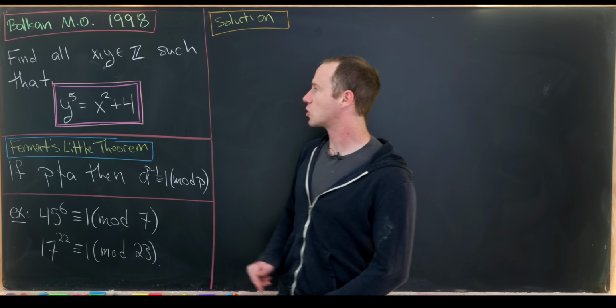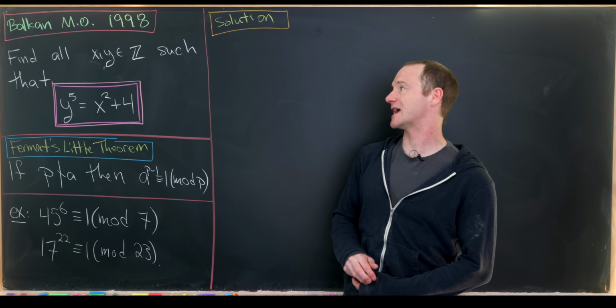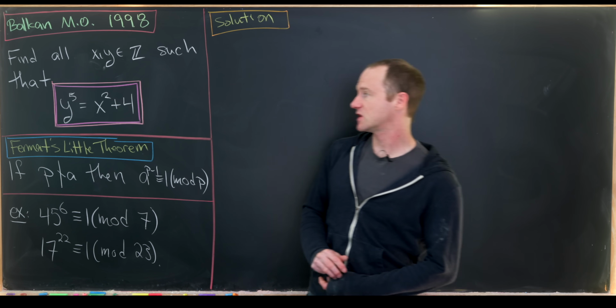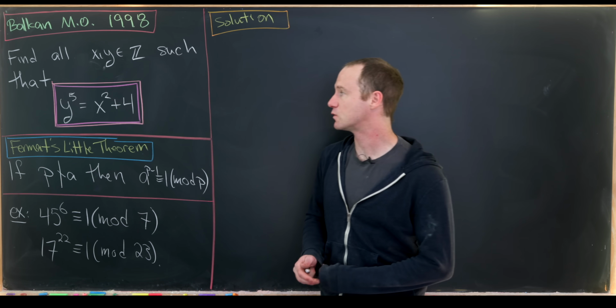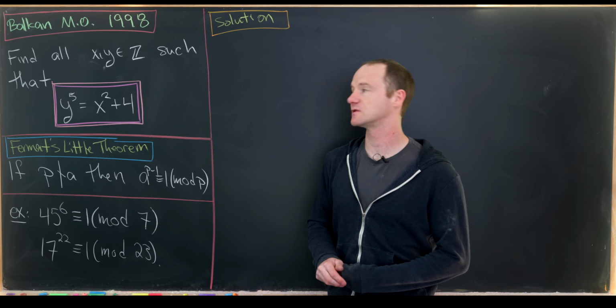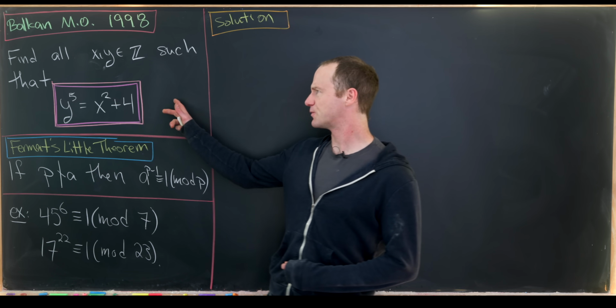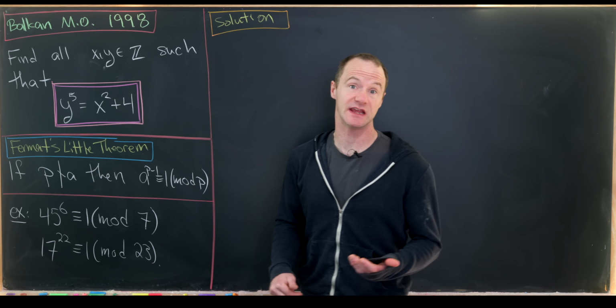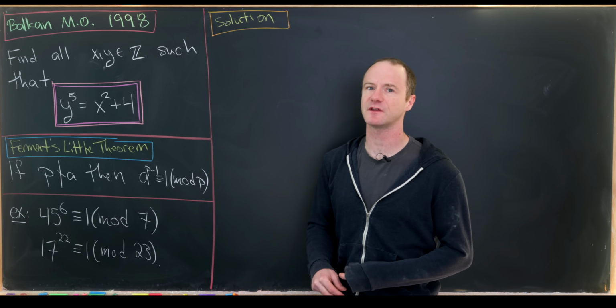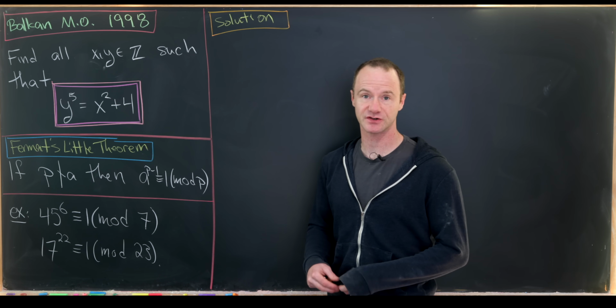Okay, so our goal is to find all integers x and y such that y to the fifth is equal to x squared plus 4. And I guess I should point out that no solution is a solution here. So it's possible that there are no such integers.